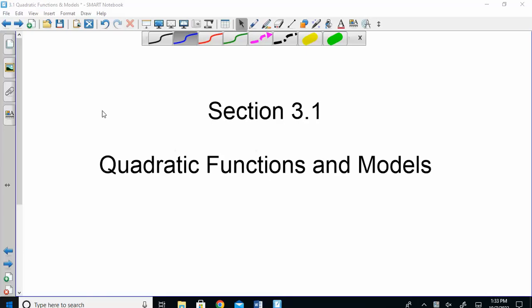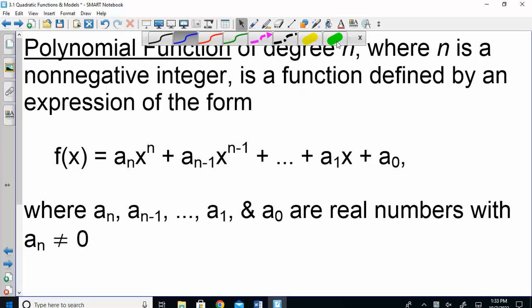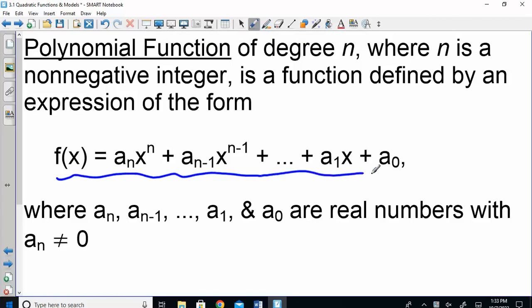In the box, we're talking about polynomials in this chapter. A quadratic is just one type of polynomial. The definition of a polynomial looks kind of weird, but I want you to get used to seeing things like this. ACT likes to throw things that look really scary on there, and it's really not if you know what you're looking at. So a polynomial function is something that looks like this.